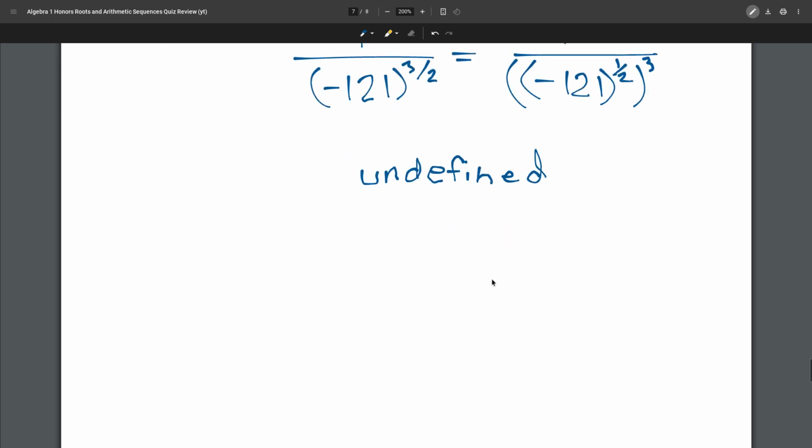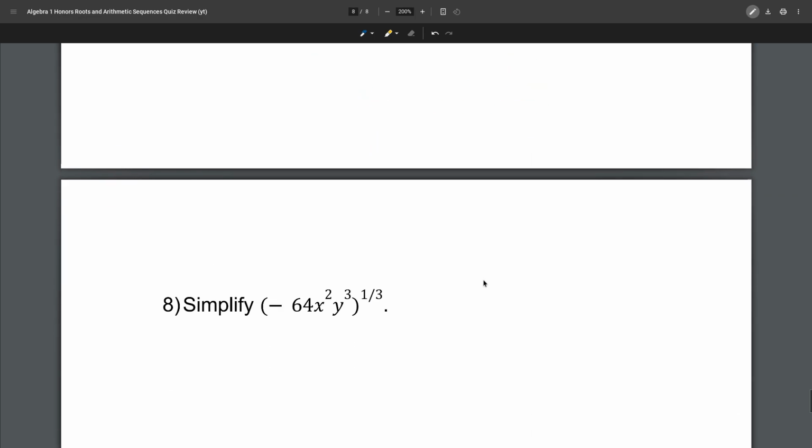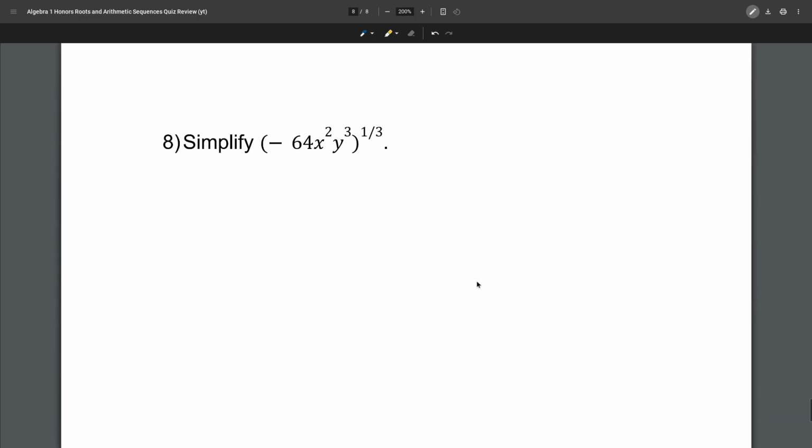Okay, last problem. We got negative 64 x squared y cubed to the 1/3 power. So first we'll take the cube root of negative 64, which is just negative 4. Because if we multiply 3 negative 4's together, we'll get negative 64. I'm going to ignore the x squared here for a moment. The cube root of y cubed is just y.